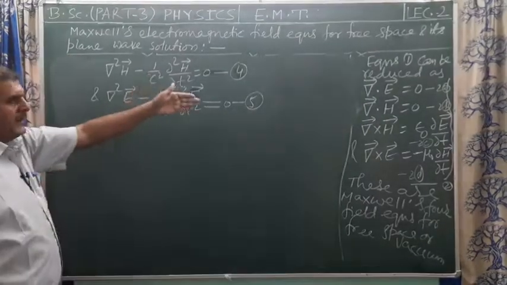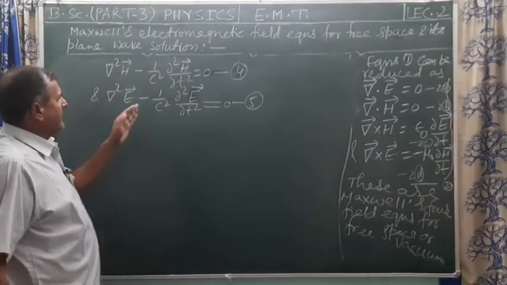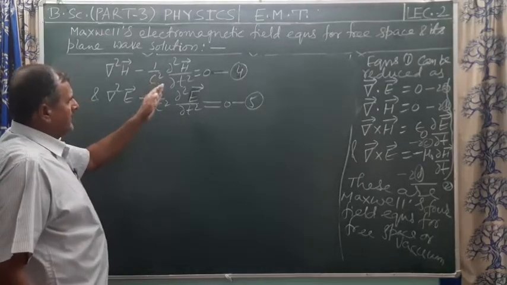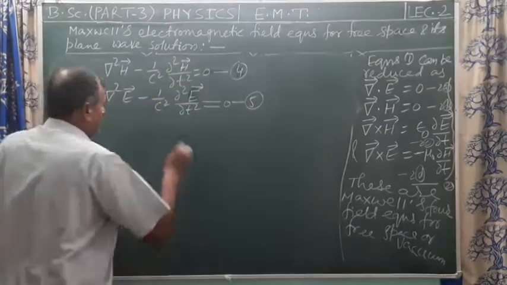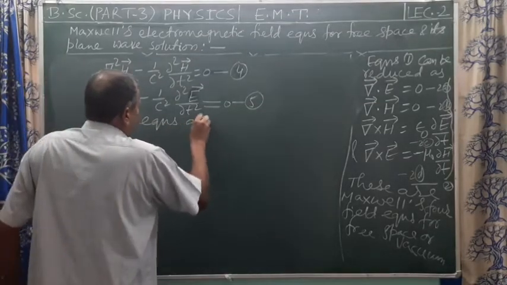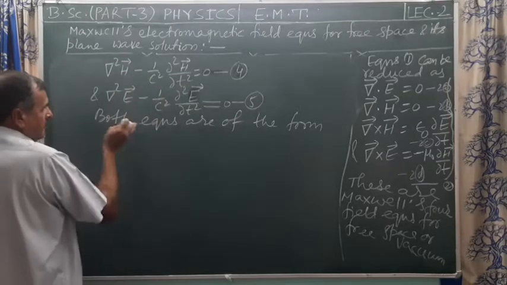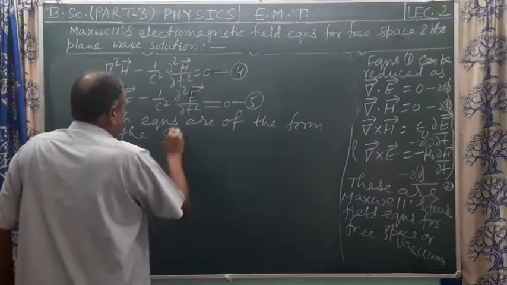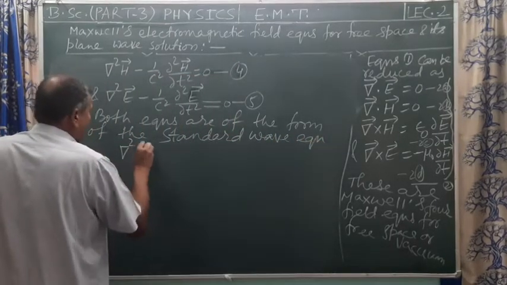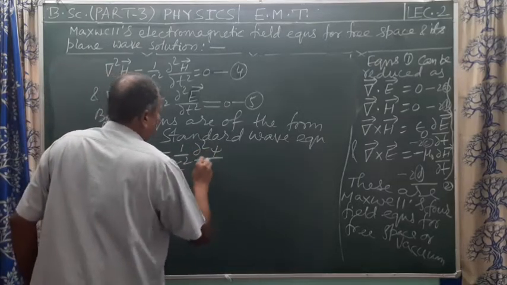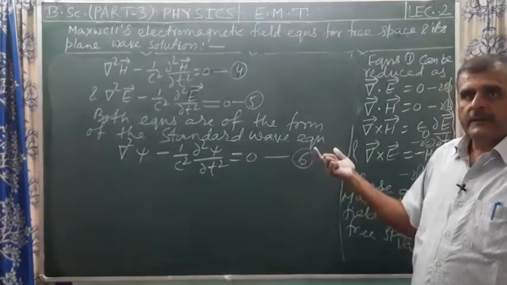So equations 4 and 5 both are of the similar form to the standard wave equation del square psi minus 1 by c square del square psi by del t square is equal to 0. So both vector wave equations 4 and 5 are of the form of the standard wave equation del square psi minus 1 by c square del square psi upon del t square is equal to 0, and this is equation number 6, which is the standard wave equation.